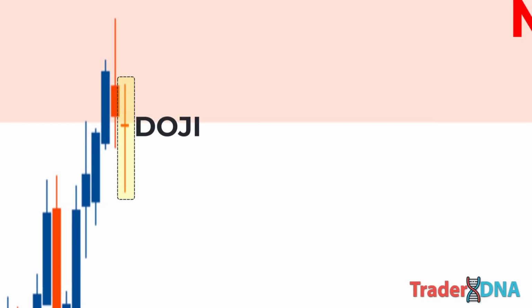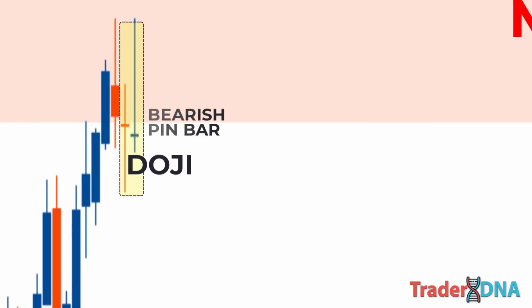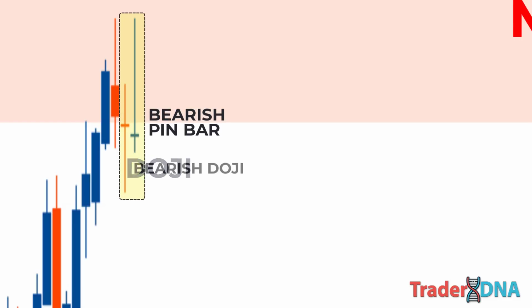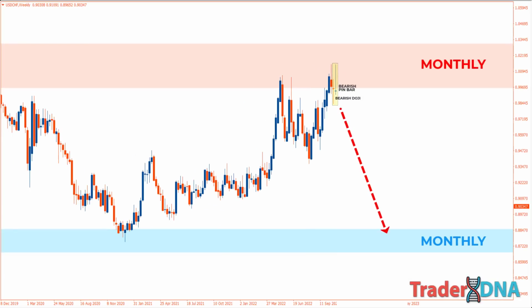This is followed by the formation of a strong bearish pin bar below the doji, indicating a shift from a warning doji to a bearish doji. This is a confluence condition that indicates a high probability of an upcoming reversal, with the price becoming bearish until it reaches the monthly key support area or the demand area. Let's initiate our short position below the bearish pin bar candle. To effectively manage risk, we'll place our stop loss above the high of the pin bar candle.